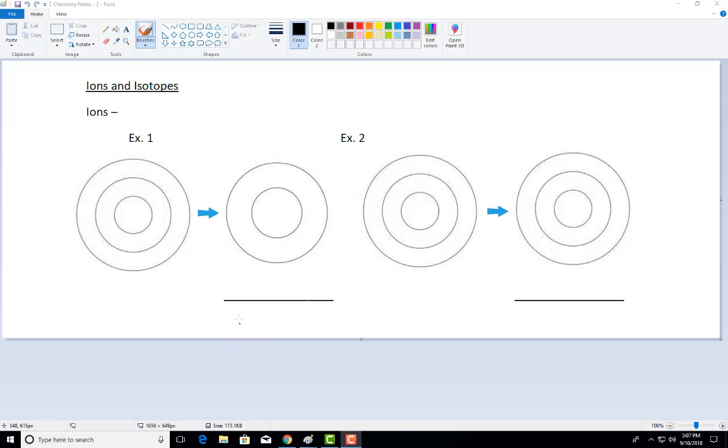Okay, so let's move on to ions and isotopes. We kind of saw how electrons are going to be placed in their shells. We know they can hold 2, then 8, then 8. All right, so let's do the same thing here, but let's talk about this first. So what is an ion and isotopes?